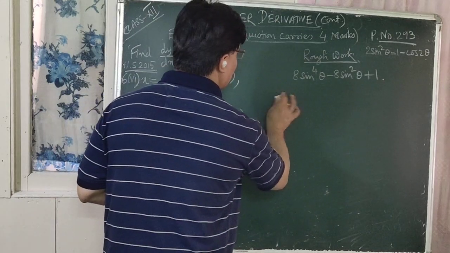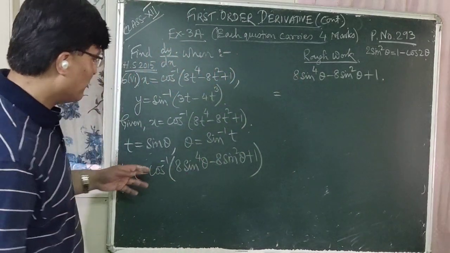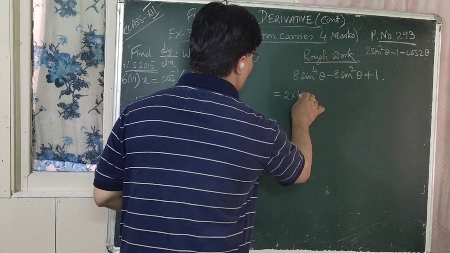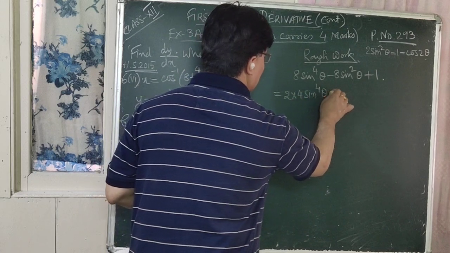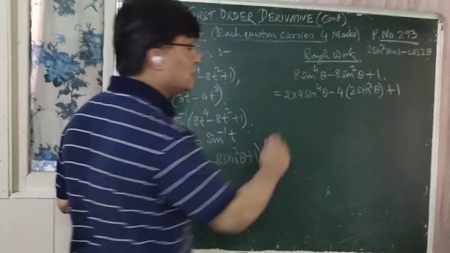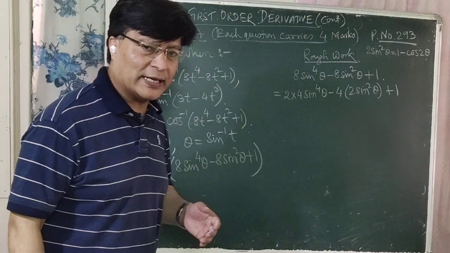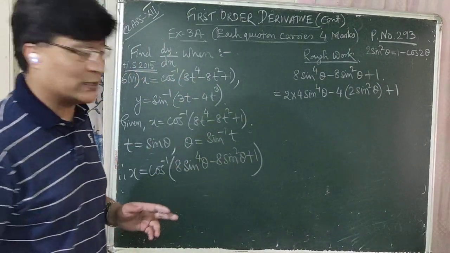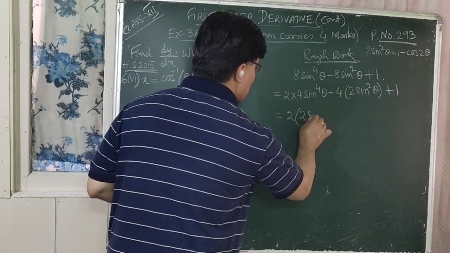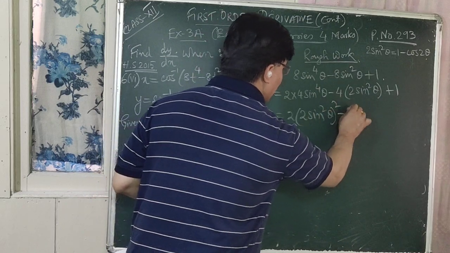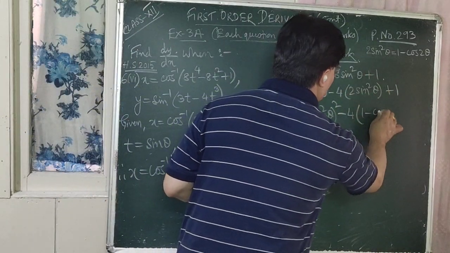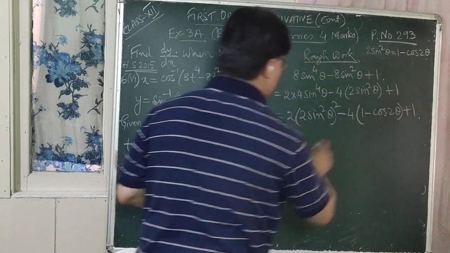So let us simplify it. Now we are simplifying the expression within the bracket here. So it is 2 into 4 sine to the power 4 theta minus 4 into, within the bracket, you should write 2 sine square theta plus 1. That means we are expressing this term in terms of 2 sine square theta. So it is 2 into 2 sine square theta whole square minus 4 into, now within the bracket, what is the formula for 2 sine square theta? It is 1 minus cos 2 theta, then plus 1, right?